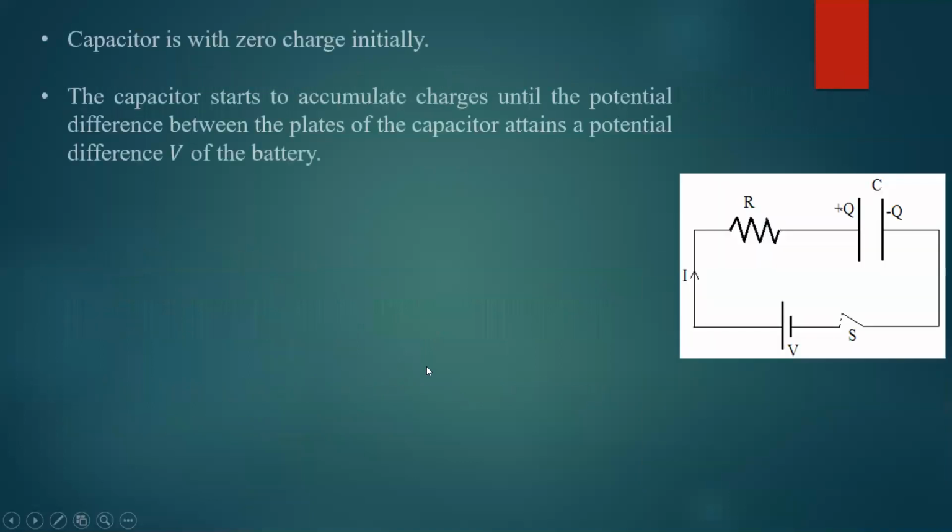So this is the circuit we are going to analyze. So assume that the capacitor has zero charge initially. Capacitor is having no charge initially before switching on the battery. Otherwise, before closing the switch, capacitor is not having any charge. The capacitor starts to accumulate charges until the potential difference between the plates of the capacitor attains the potential difference V of the battery. Up to where will it charge? Capacitor can charge up to battery voltage. The voltage across the capacitor can reach up to the battery voltage. It cannot go beyond that.